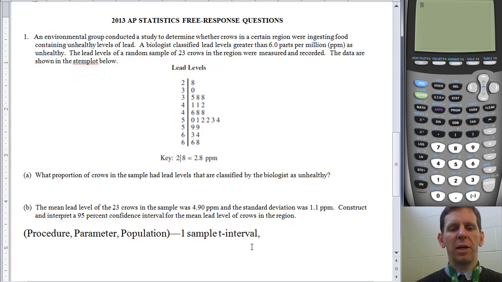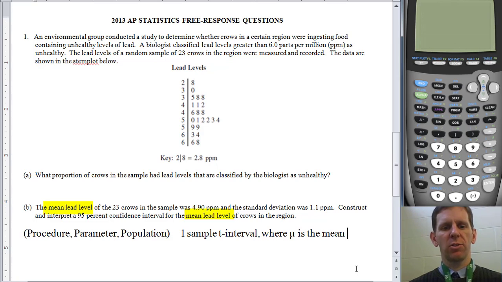The parameter we're using is mu. Mu is the mean. And in the problem several times it talks about means. In the question, the mean lead level of the crows. Construct and interpret a confidence interval for the mean lead level. So mu is the mean lead level.